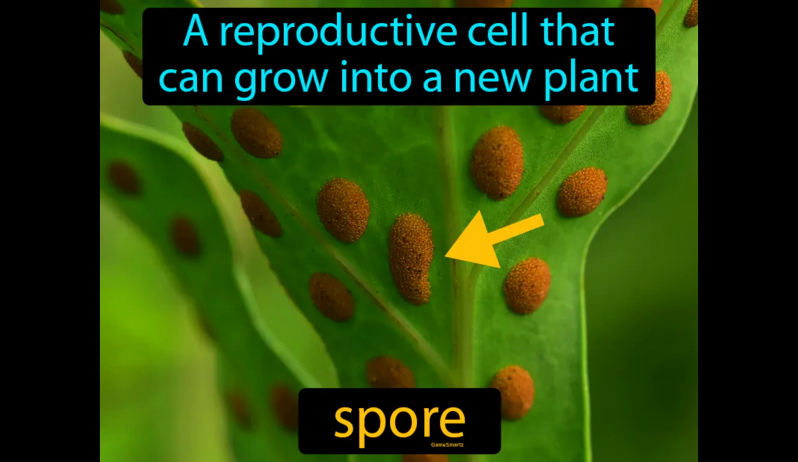A reproductive cell that can grow into a new plant. Spore. A spore is a tiny seed-like cell that helps plants, fungi, and some bacteria reproduce and spread.